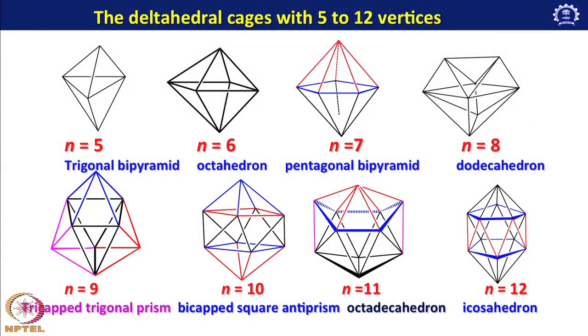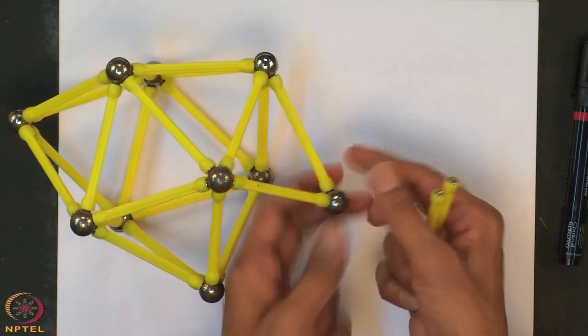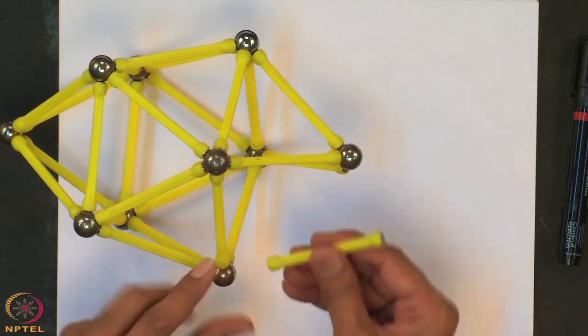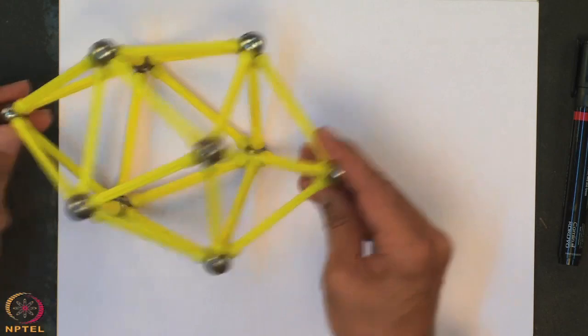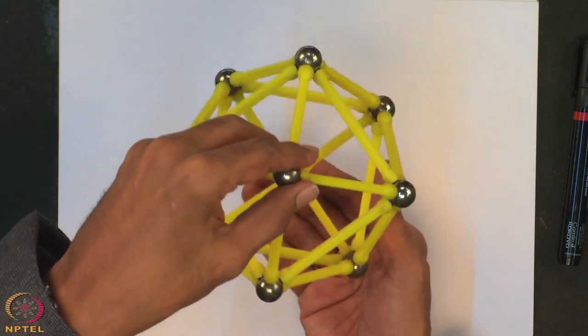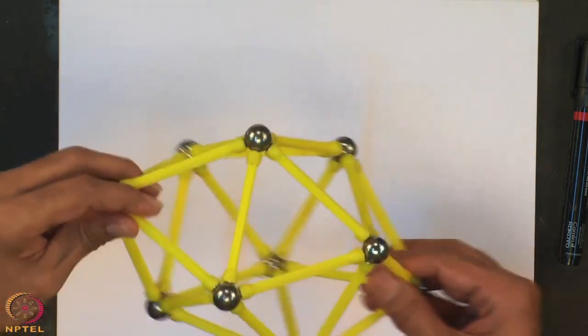Okay. And similarly, bicapped square antiprism. Bicapped square antiprism, as I mentioned, we can take this one. Okay. And if I put one more here, so this is now, if you see here, monocapped, bicapped. This is bicapped square antiprism. Okay.